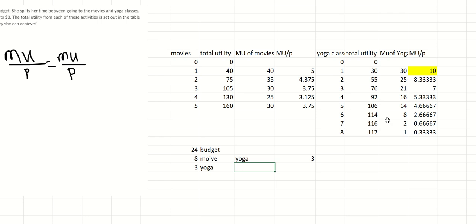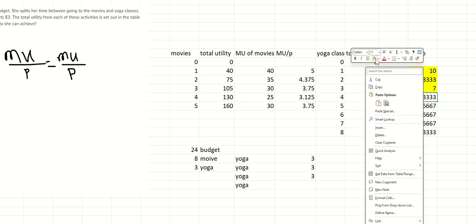Now for the next purchase, we're going to compare our second yoga versus our first movie. That's still more for yoga, so that's our second purchase. I'm going to buy another yoga, second purchase. And for the third purchase, you can compare the third yoga versus the first movie. Still 7 is more than 5. So that's our third purchase, so yoga again. And then keep going. The next purchase will be yoga, because 5.33 is more than 5.